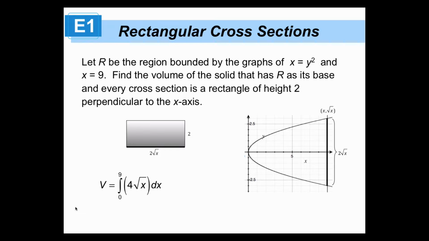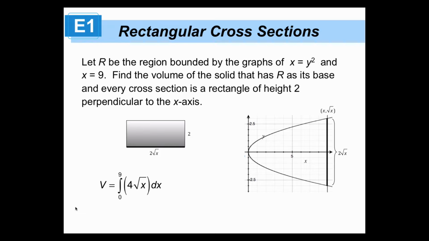That gives me the base of the rectangle, and the problem says that the height of the rectangle is always constant. It's going to be 2. So any rectangle from 0 to 9 is going to have a height of 2 sticking up off the board. So then find the area of this rectangle, base times height, 4 times the square root of x. Integrate it from 0 to 9 because we're taking rectangles from 0 all the way over to 9.